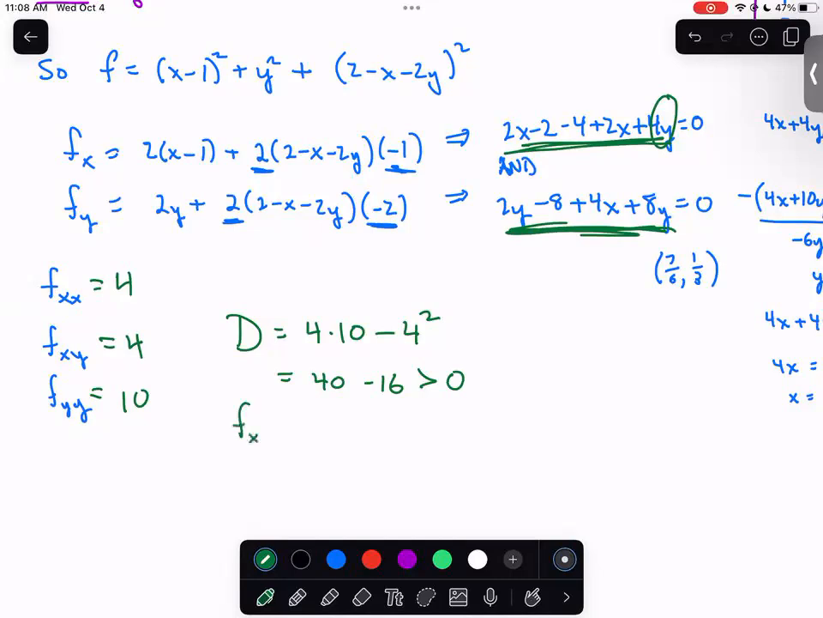And because if you look at either your x partial derivative or your y partial derivative, this is greater than 0 as well. That means it's concave up. And so this point, 7/6, 1/3, is a minimum.